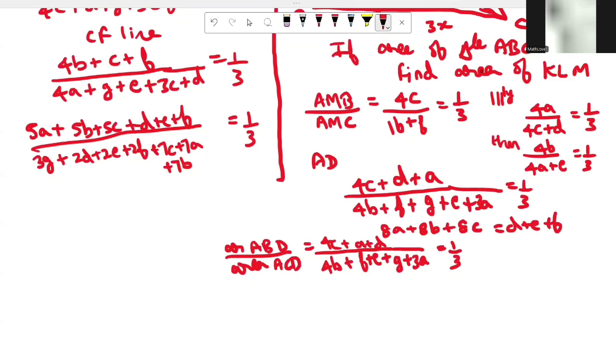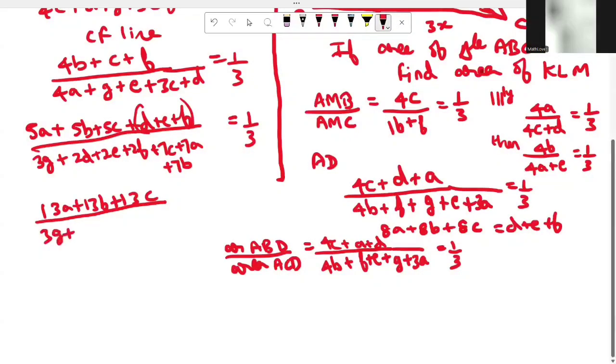Since we have seen D plus E plus F is 8A plus 8B plus 8C, I'm going to replace wherever I find D plus E plus F. When I do that, the numerator becomes 13A plus 13B plus 13C. In your denominator, we have 3G plus 2 times D plus E plus F, which becomes 2 times 8A plus 8B plus 8C, which is 16A plus 16B plus 16C, along with the 7 times. So we'll have 23A plus 23B plus 23C equal to 1 by 3.